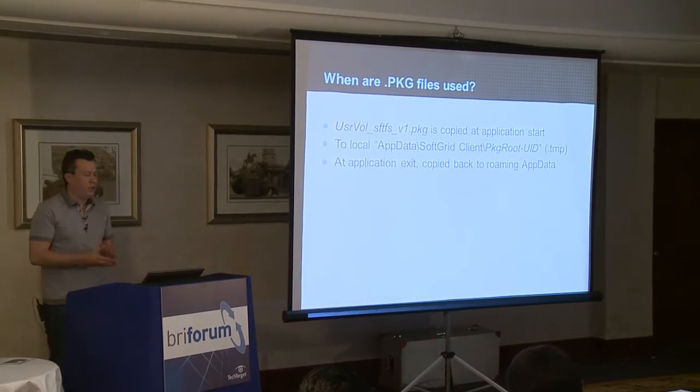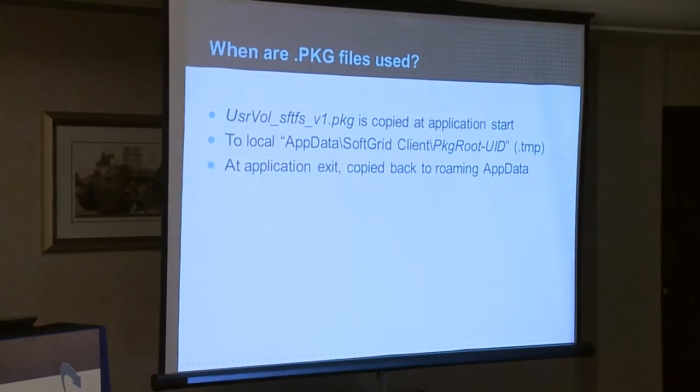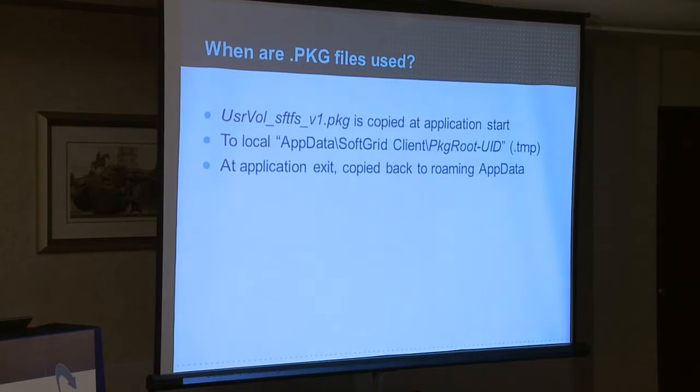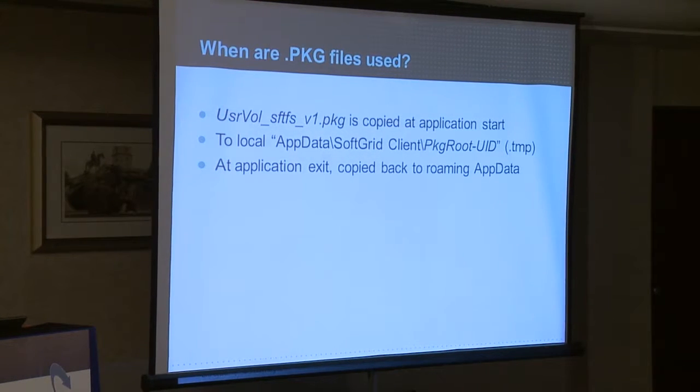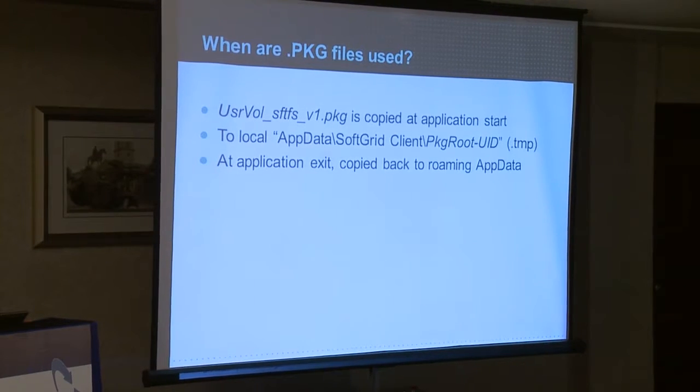So when are they actually used, and where are they actually stored when you're using the application? I think all of us are aware of the SoftGrid client folder in the app data folder, that's where they are important. But when you launch the application, a copy is made of that PKG file to local app data. The name of the file is the same, and it's the same folder structure. It only has a .temp extension instead of PKG.